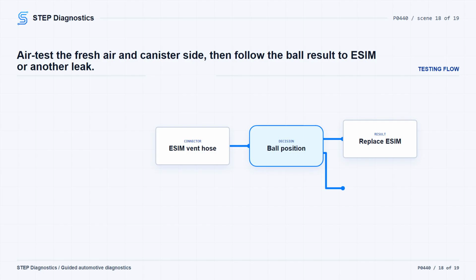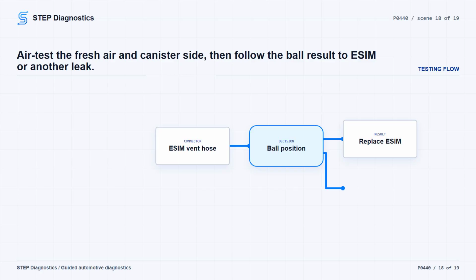For the fresh air and canister side, use the tester in AIR mode and calibrate the flow meter the same way. Power and ground connected, shop air connected. Block the clear air supply tip while pressing the remote button, and set the red flag to the indicator ball if the ball is not at the bottom. Connect adapter 1500P to the ESIM vent hose, connect the clear hose, and activate airflow.